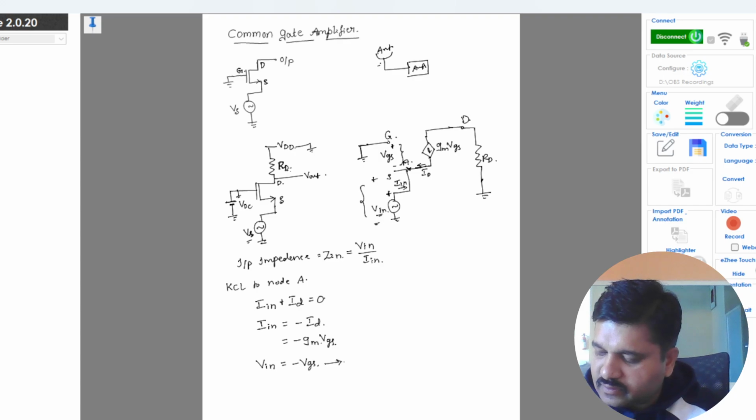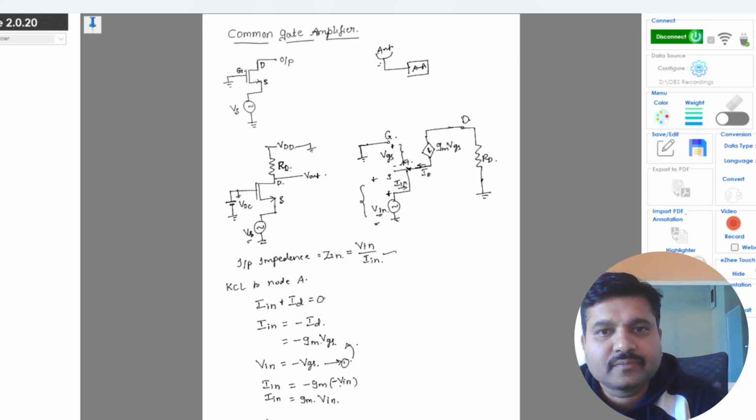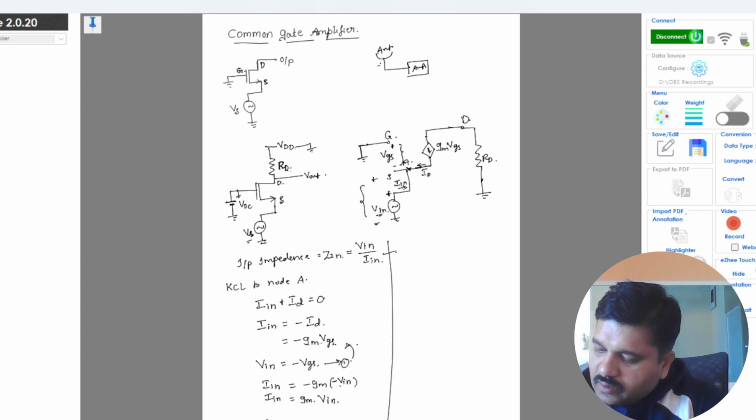Okay, so substituting this in here, I in can be written as minus GM and VGS can be written as minus V in. So this can be written as I in is equal to GM into V in. So V in by I in is equal to 1 upon GM. So V in by I in, 1 upon GM, will be the input impedance of the common gate amplifier, right? So this is about the input impedance.